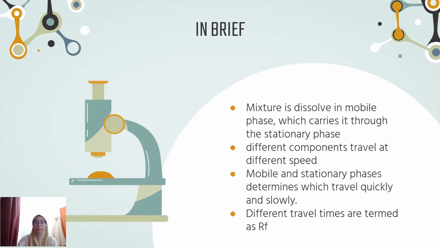To get the process started, the mixture is dissolved in the fluid called the mobile phase, which carries it through a system called a stationary phase. The nature of the specific mobile and stationary phase determines which substances travel more quickly or slowly, and that is how they get separated from one another. These different travel times are termed as retention time or RF. The different constituents of the mixture have different affinities for the stationary phase. The different molecules stay longer or shorter on the stationary phase depending on their interaction with its surface sites. The separation is based on the differential partitioning between the mobile and the stationary phase.